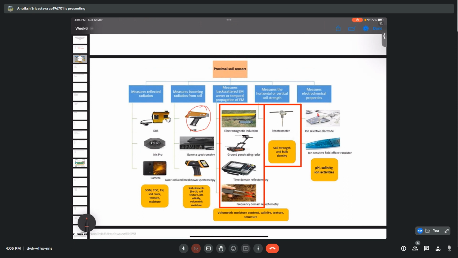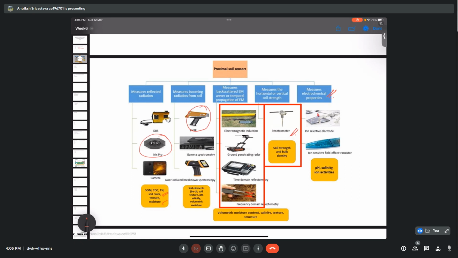Another category measures the backscatter of electromagnetic waves or temporal propagation of electromagnetic waves, like how much time it takes for the electromagnetic waves to travel from the transmitter to the receiver. Then the penetrometer measures the horizontal and vertical soil strength. And for the electrochemical properties like conductance, we have our ion selective electrode and ion sensitive field effect transistor. We also discussed Nix Pro.